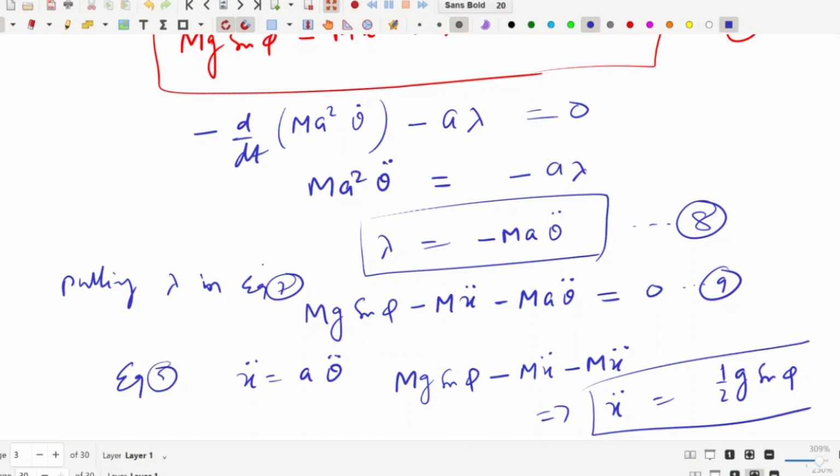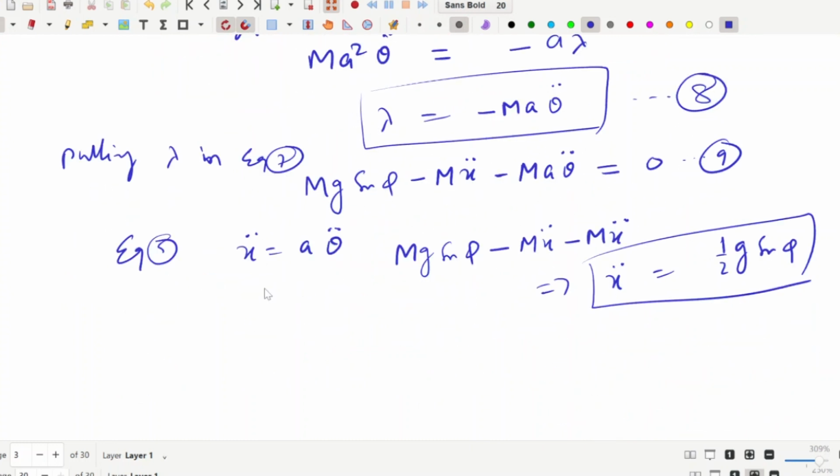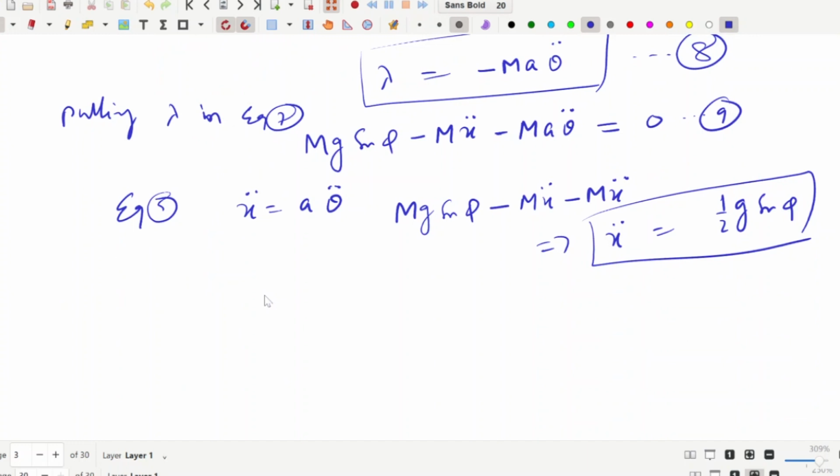So once we find the acceleration along the inclined plane, you can find the velocity. The hoop starts at the top position with 0 velocity, so the velocity is given by v square equal to 2 x double dot L.